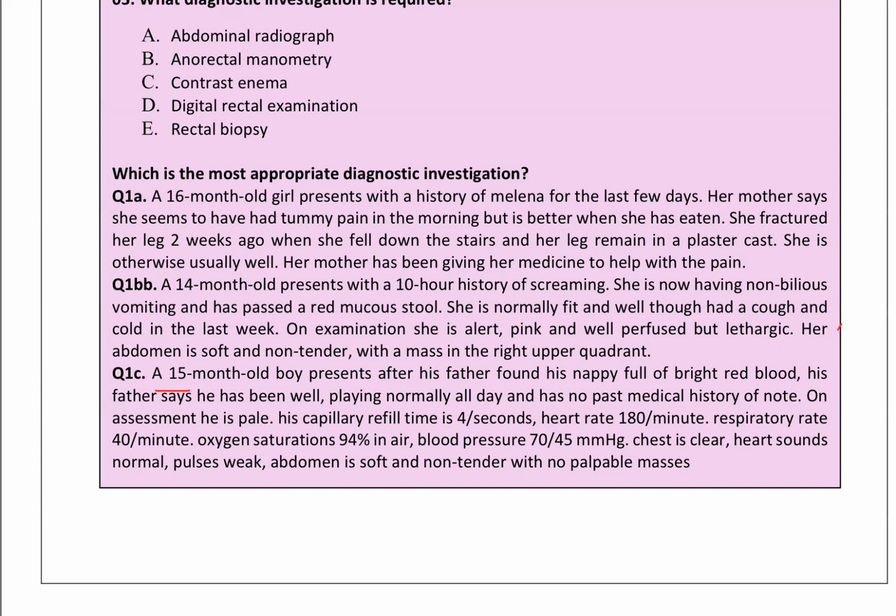A 15 months old boy presents after his father found his nappy full of bright red blood. His father says he has been well, playing normally all day, no past medical history of note. On assessment, he is pale. His capillary refilling time is prolonged. Heart rate is 180. Is it appropriate for 15 months? No. Tachycardia, prolonged capillary refilling time, pale. Respiratory rate is 40. Blood pressure 70/50. Saturation okay. Chest clear, heart sound normal, pulse weak, abdomen soft, non-tender with no palpable mass. So 15 months boy, there is per rectal bleeding and this type of presentation. What do you think for the third scenario?